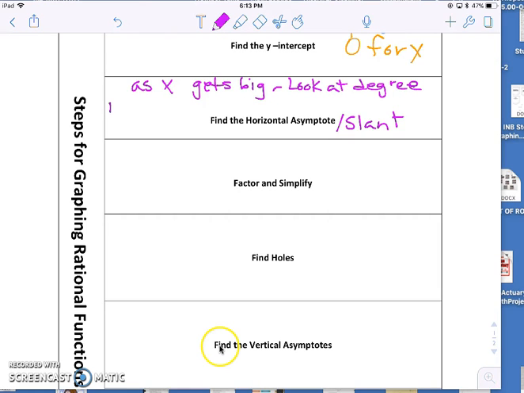So if the degree of the numerator is less than the denominator, that means the big number's on the bottom, so it's just at y equals 0, because you'd have a small number over a big. If they're equal to each other, everything but the big degrees cancel out, so it's y equals the ratio of the leading coefficients, and that's where we divide. And if the numerator is greater than the denominator, that's when we have a slant, and we have to use long division.